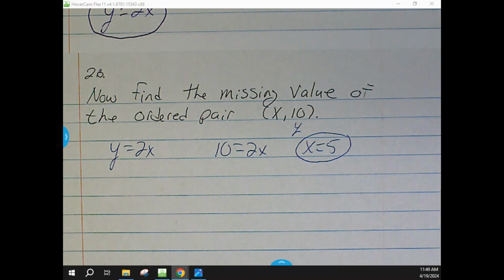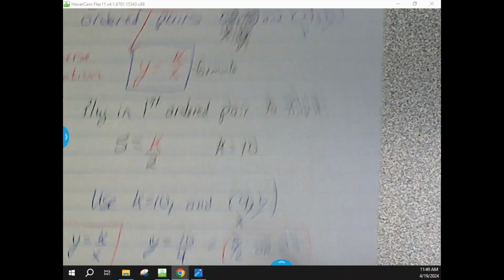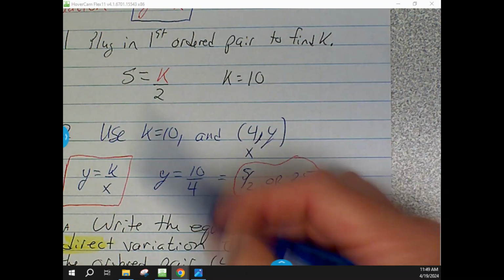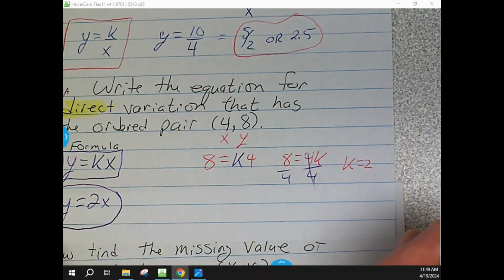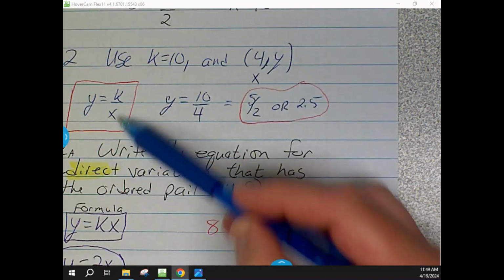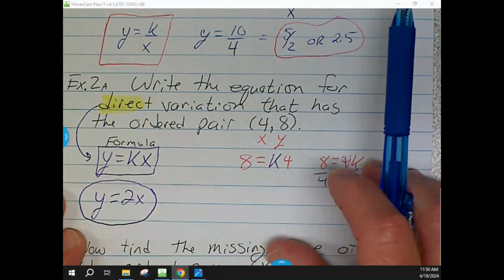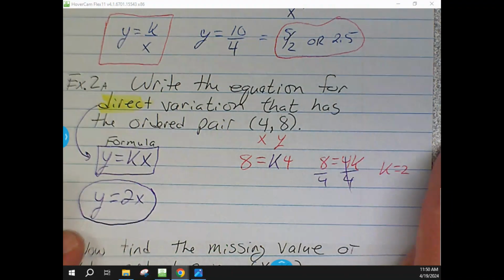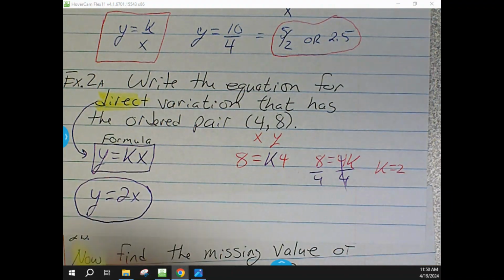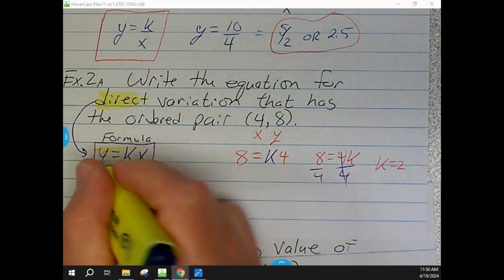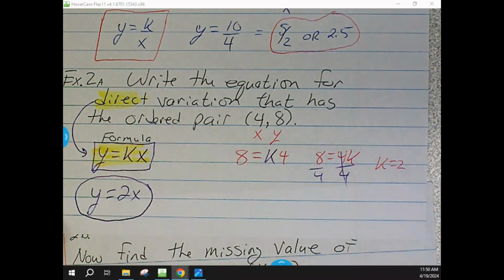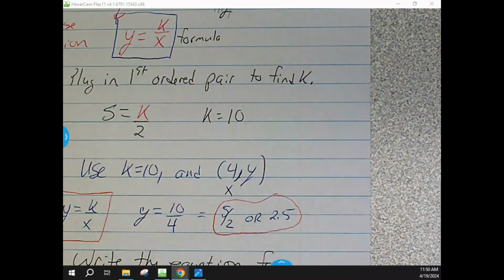Okay, so whether it's inverse or direct, it's still basically the same thing as you go through these. So there's our inverse equation, there's our direct equation. So it's just a matter of knowing which word they give to you as to which equation you got to use. So there's our direct equation. Again, there's our inverse equation.